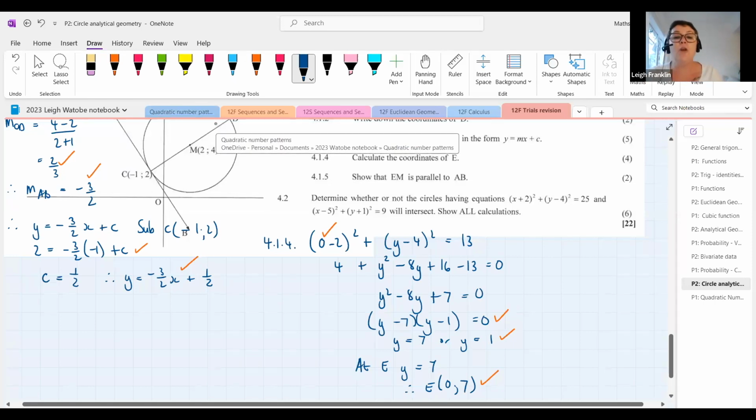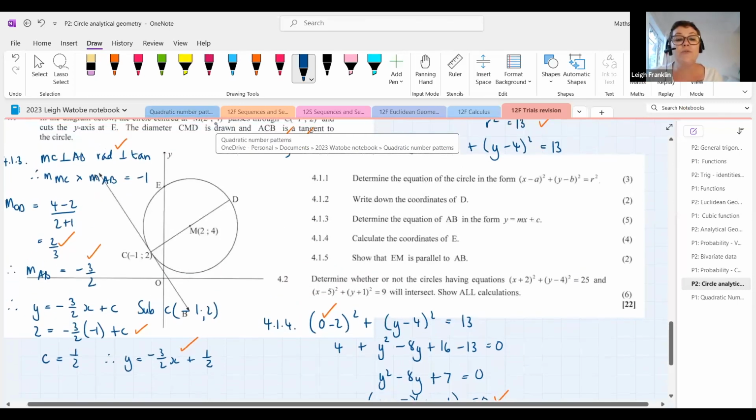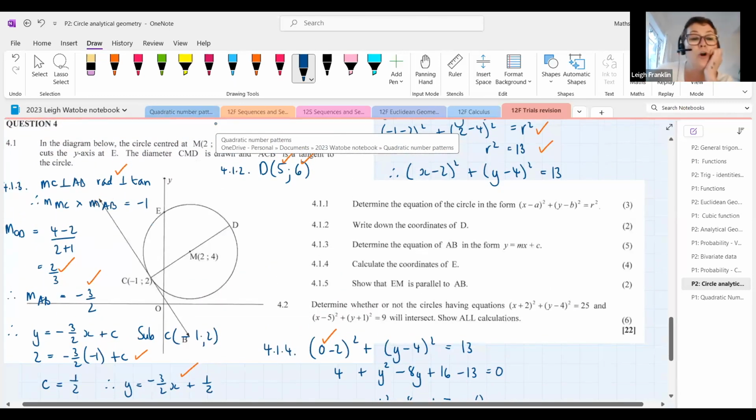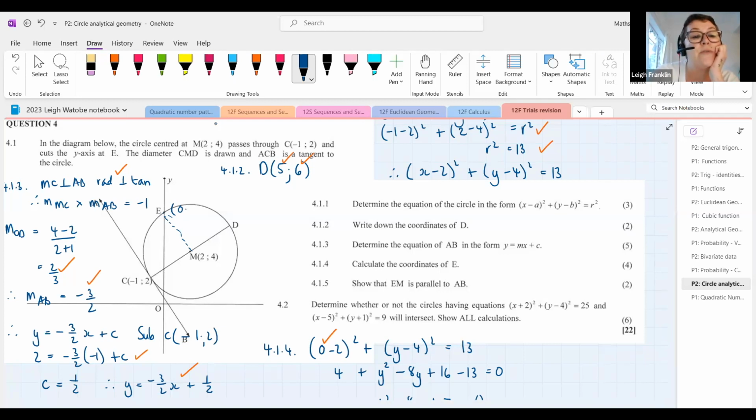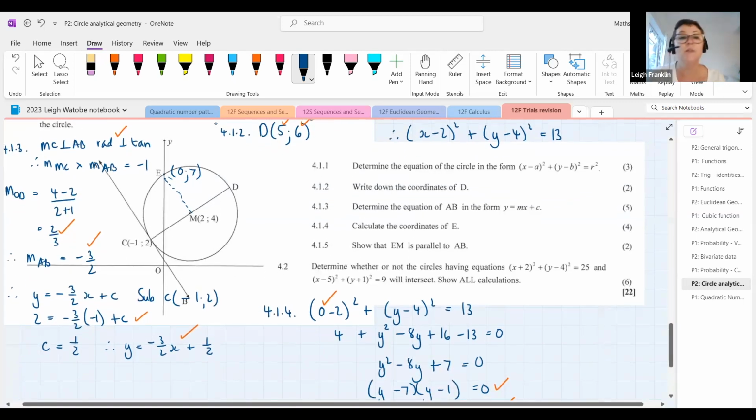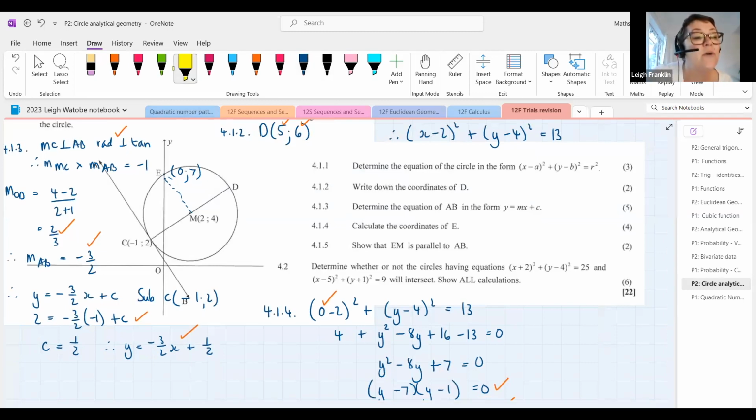All right, let's try and do the last question. Now they want us in question 4.1.5 to show that EM is parallel to AB. So EM is that line over there. Now that we know that the coordinates over here are 0 and 7, we can calculate the gradient of EM. We already know what the gradient of AB was. Remember, we calculated it over here. And this is another advantage of labeling your work for yourself, because now you don't have to go back and dig through everything, because you can see over there, you've worked out what the gradient of AB is. All right.